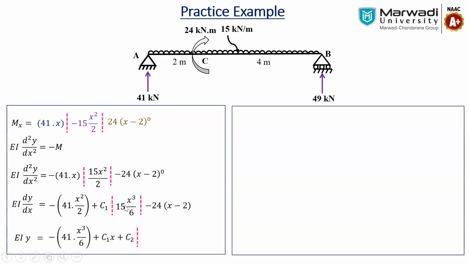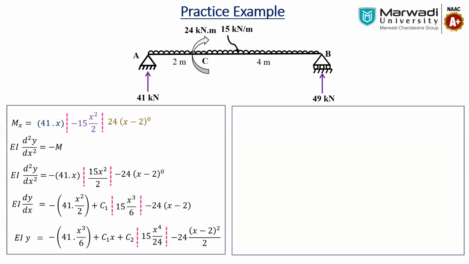Then there is one section, 15 x cube, will become x4 by 4. So 6 into 4, that is 24. So 15 into x raised to 4 by 24. And the last section is minus 24 x minus 2 will become x minus 2 square by 2. So this is, we can say, the generalized equation of the deflection, which is very much common, right?